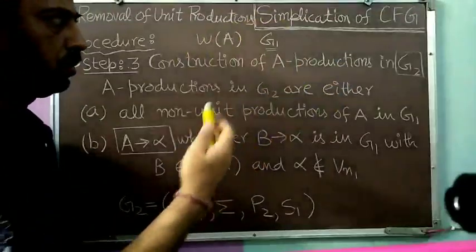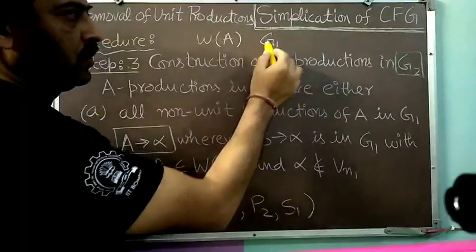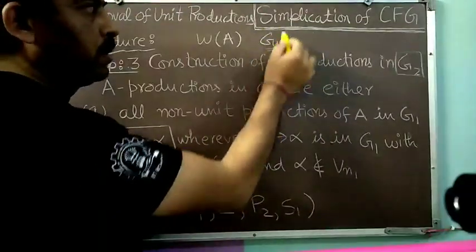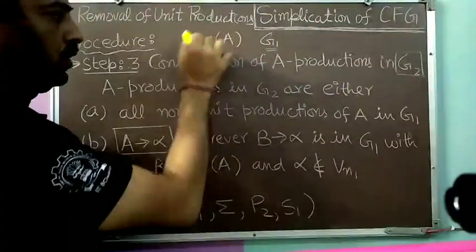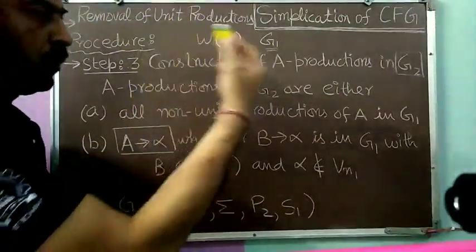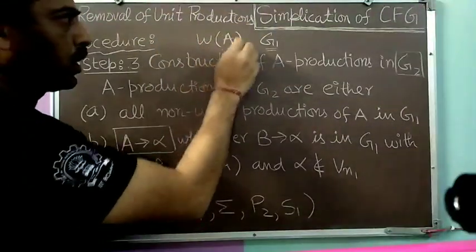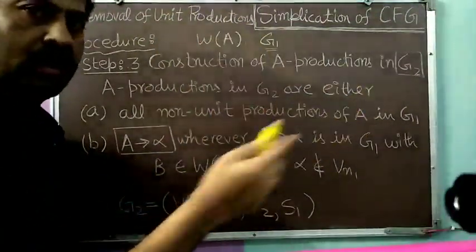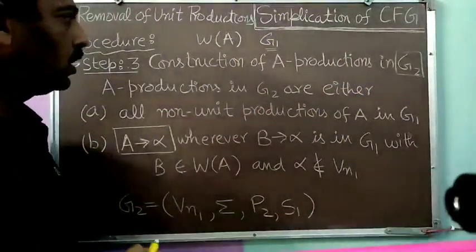I have already told many times that it may be either G1, or G dash, or the original grammar G, as the case may be. So we have found W(A) for each variable in that particular grammar. Now I will be finding the productions of A in the final grammar, which will not have any unit production.